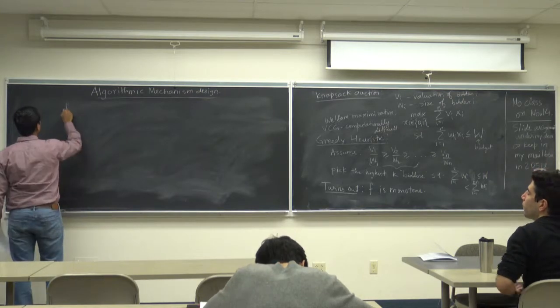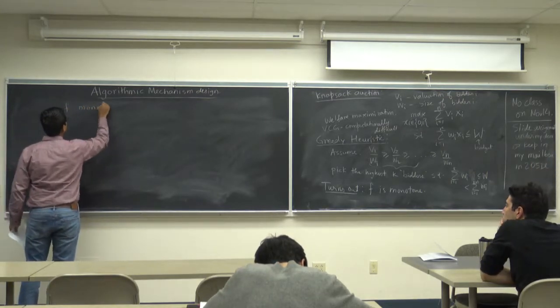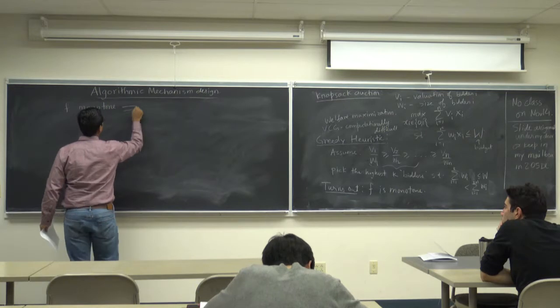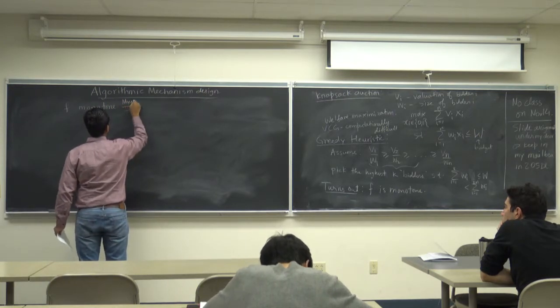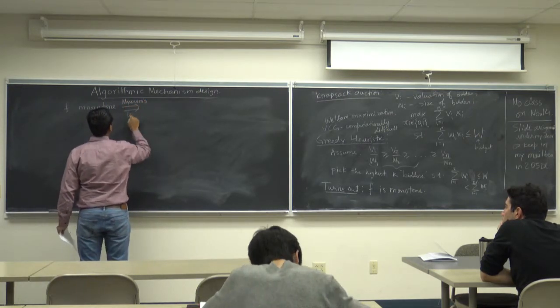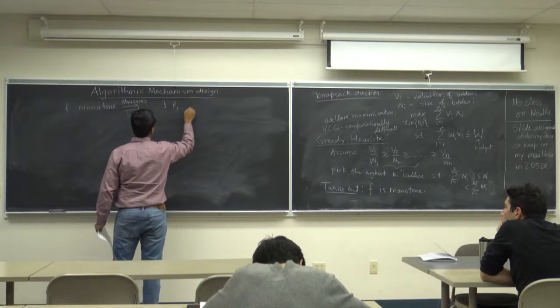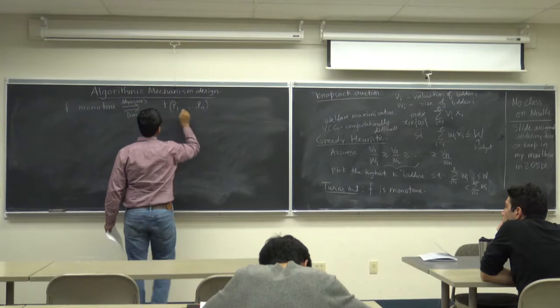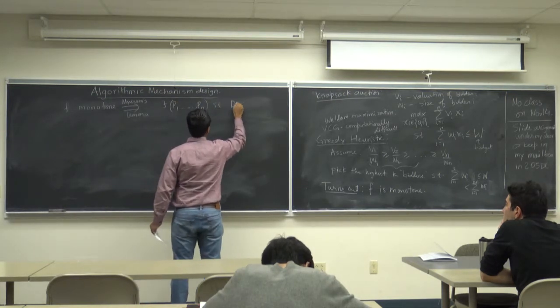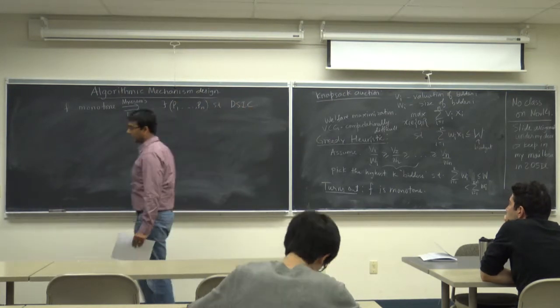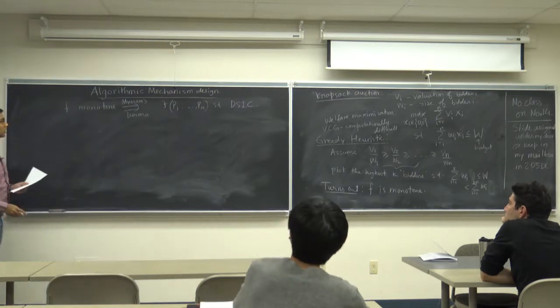So F is monotone, which implies from Myerson's lemma that there exist P1 to PN such that the mechanism is DSIC. So that's good.